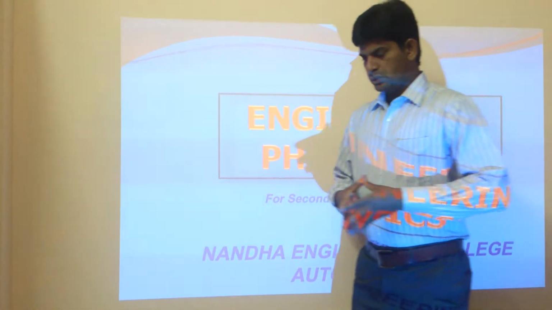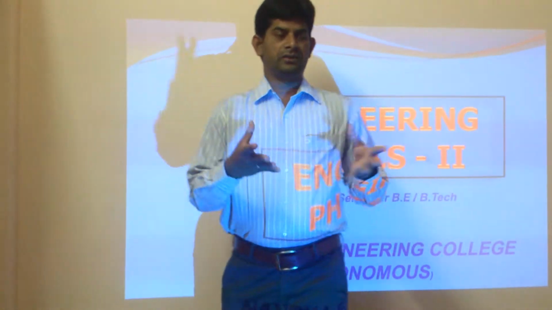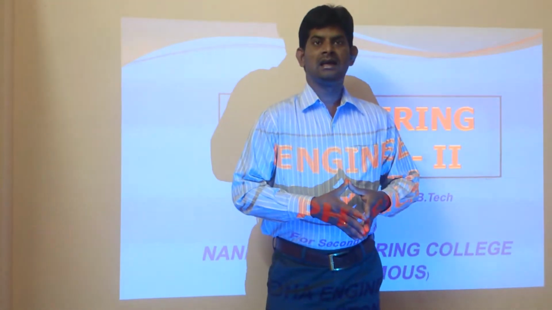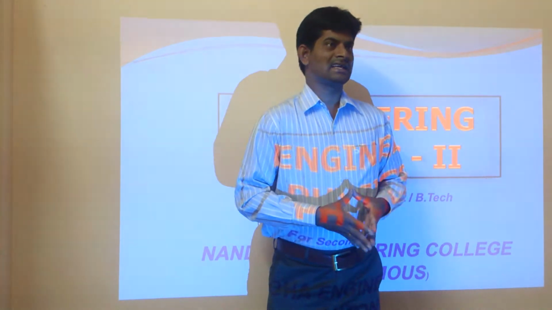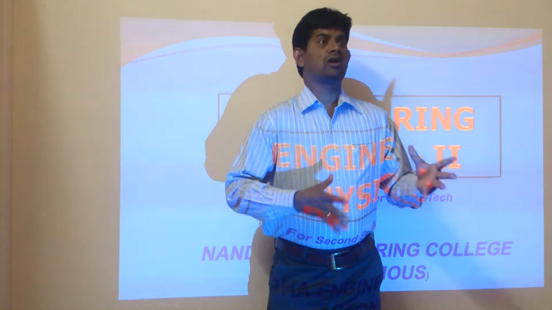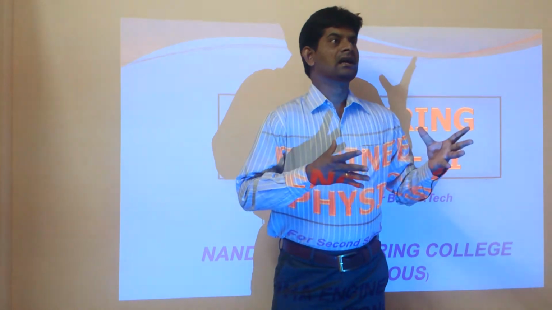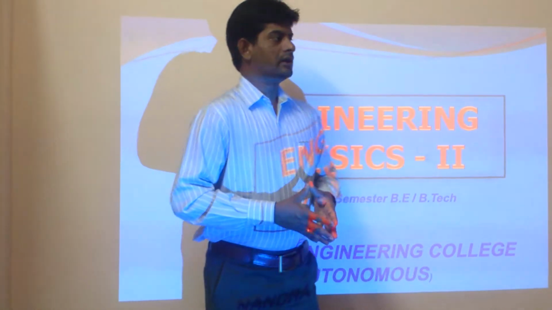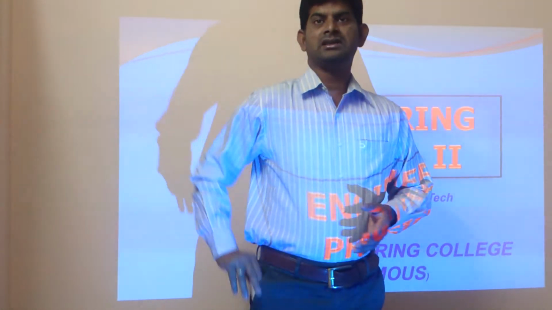In Engineering Physics 2, there are 5 units. The first unit is conducting materials, and the second is semiconducting materials, and later we will study superconductors, dielectrics, and what new engineering materials are being developed by scientists till now. Here, the first unit is conducting materials.